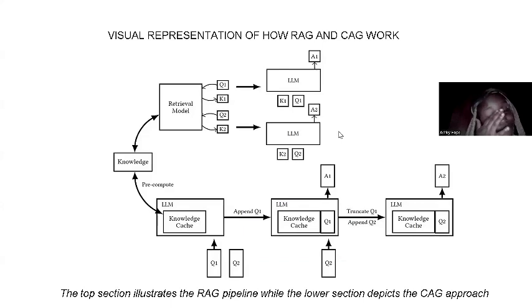So basically, this diagram highlights why cache augmented generation is a powerful alternative to retrieval augmented generation. Instead of performing real-time retrieval every time, cache augmented generation leverages pre-computed knowledge and caching, leading to significant efficiency improvements. This approach is faster, more reliable, and cost-effective when it comes to query handling and making it ideal for AI-powered applications.